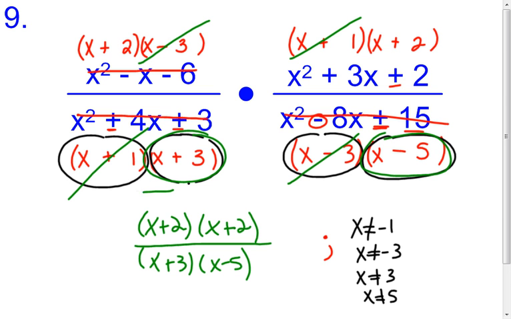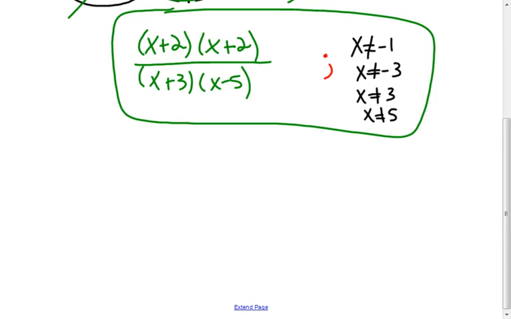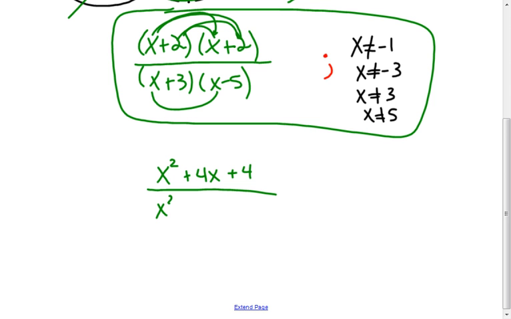And sometimes you could leave your answer like that if you wanted, or if you wanted to make that just be a little bit prettier and FOIL the top out. So on the top you'd have x squared as your first. I'd have x squared, and then I have 2x and 2x put together, which makes 4x. And then your backs, 2 times 2 is 4. And then of course down here, x times x is x squared. Your outsides are -5x, your insides are 3x. Put that together and you get -2x. And then your backs, 3 times -5 would be -15.